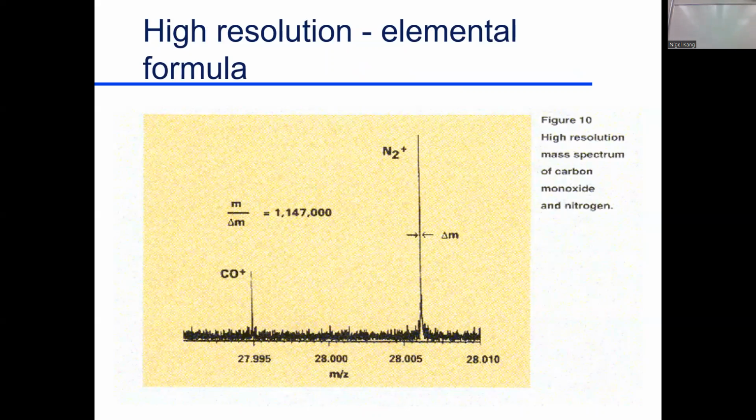And so for high resolution, an example is resolving carbon monoxide and nitrogen. They both have the same nominal mass, N2 and CO, but they are separated greatly by this instrument. So a low resolution mass spectrometer would give you one peak, one sum of this. This one says, no, this is only made up of this, and that's made up of that. And that, like I say, makes identification much, much easier.